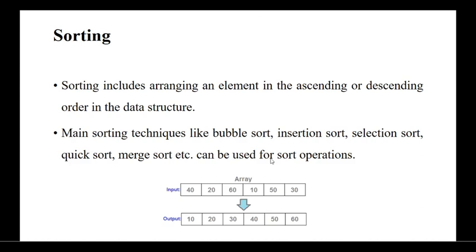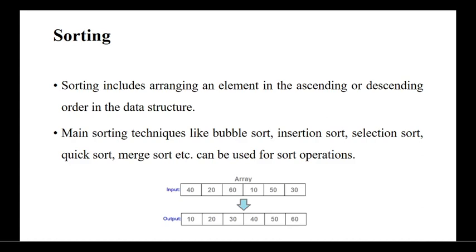Say for example, I have an array here with 6 elements like 40, 20, 60, 10, 50 and 30. This is not in order. But we wanted it in order. So here we have an ordered list or sorted list, that is, first element is 10, 20, 30, 40, 50 and 60. It is in ascending order. If you want, you can also make it in descending order.